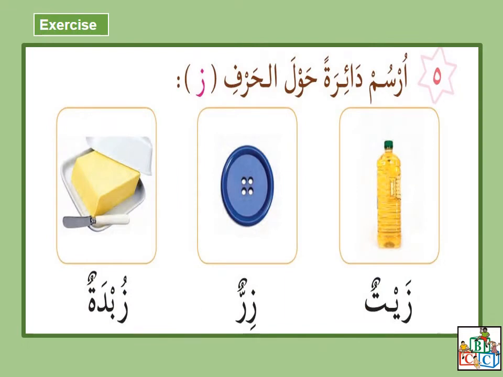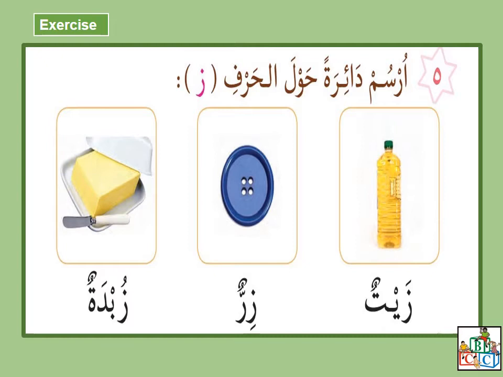Now, same page in your book, in the middle, you have an exercise of the letter Z. ارسم دائرة حول الحرف Z. You have to circle the letter Z in these following words. Let's do the reading first. The first picture on your right side, you have a bottle of oil. How to say that in Arabic? Zaytun. Again, Zaytun, oil. Can you see where's the letter Z in it? Yes, it's in the beginning, and the Z has a fatha.